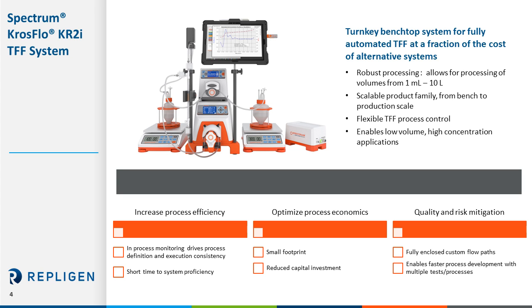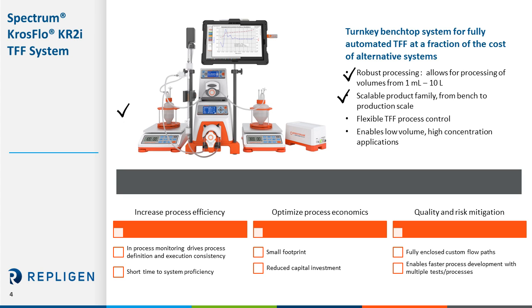The KR2i is optimized for development and pilot scale operations with working volumes from 1 mL to 10 liters. The peristaltic pump on the main drive can support flow rates of up to 2 liters per minute. Repligen offers multiple automated and integrated TFF systems, so operations can be scaled linearly from the KR2i system to our KMPI system. I will discuss the KMPI a little later.